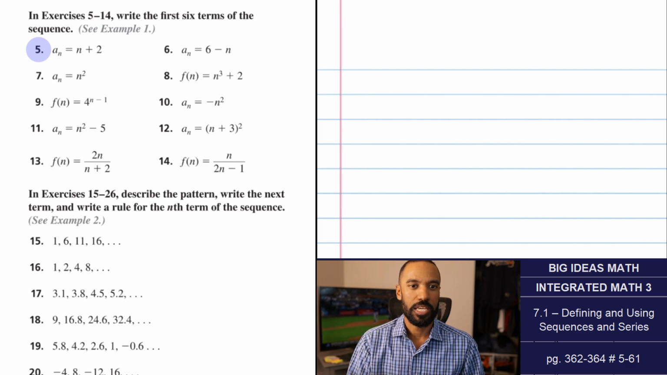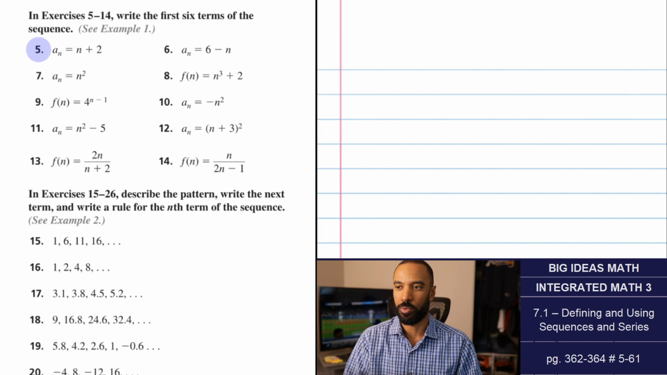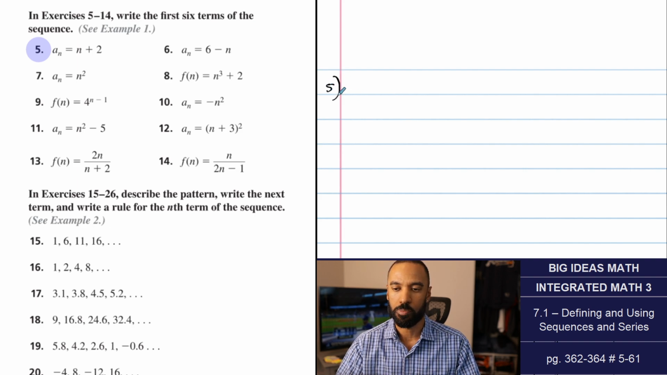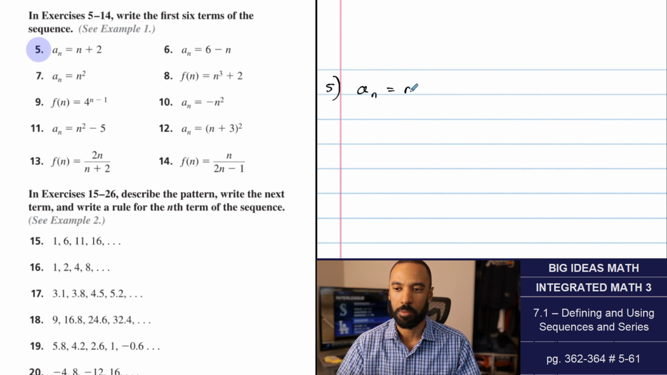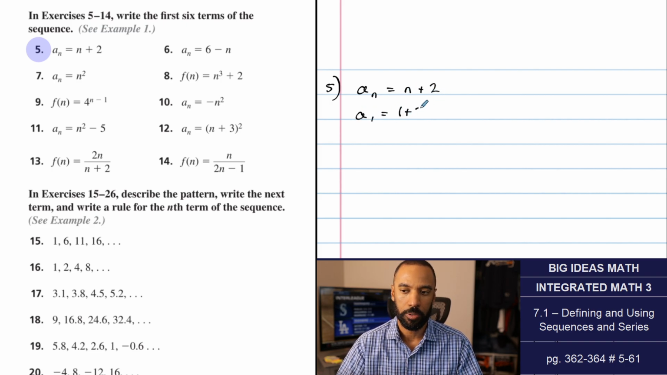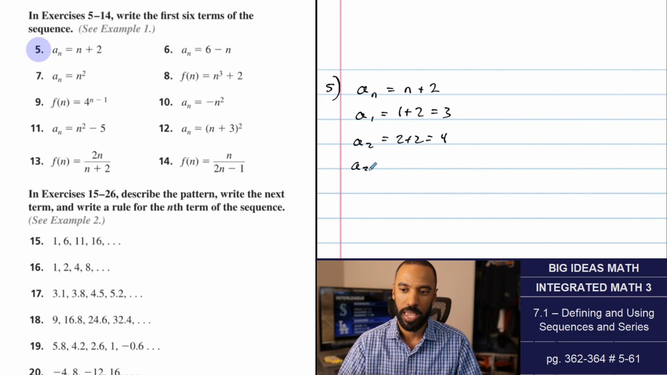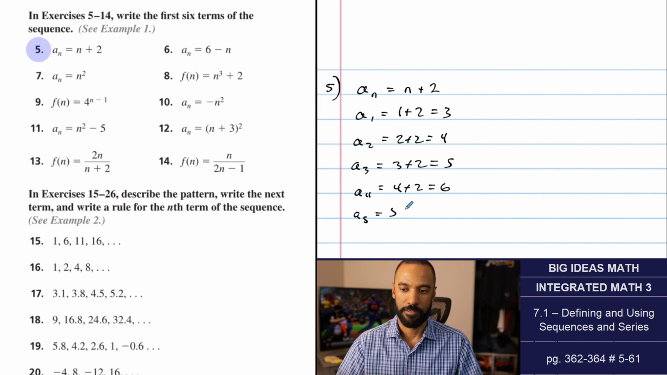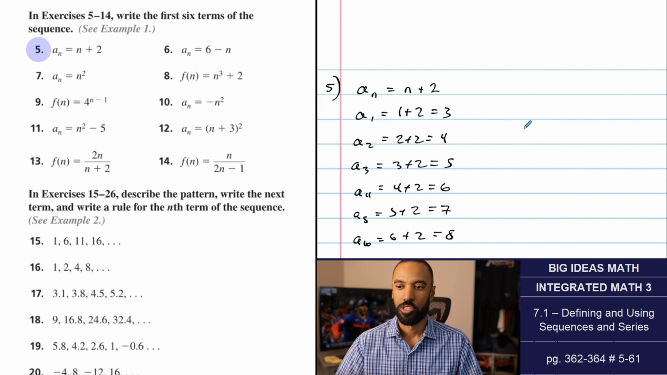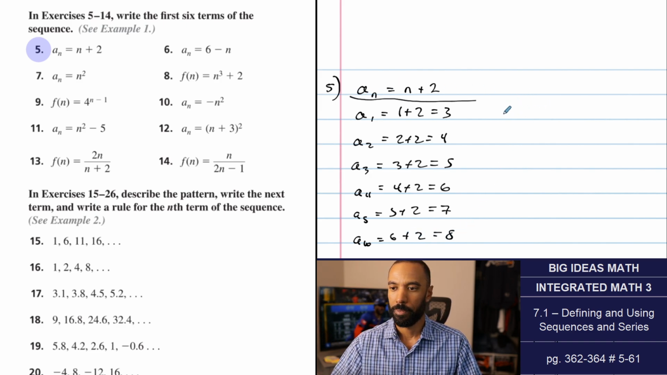In exercises 5 to 14, write the first 6 terms of the sequence. So this is getting you practicing what we do just by substitution. We begin with a sub n equals n plus 2. To write the 6 terms, we have to substitute values in. A sub 1 is 1 plus 2, which is 3. I'm not going to spend this long each problem, by the way. A sub 2 is 2 plus 2, which is 4. A sub 3 is 3 plus 2, which is 5. A sub 4 is 4 plus 2, which is 6. A sub 5 is 5 plus 2, which is 7. A sub 6 is 6 plus 2, which is 8. Okay, so the first 6 terms are 3, 4, 5, 6, 7, 8.